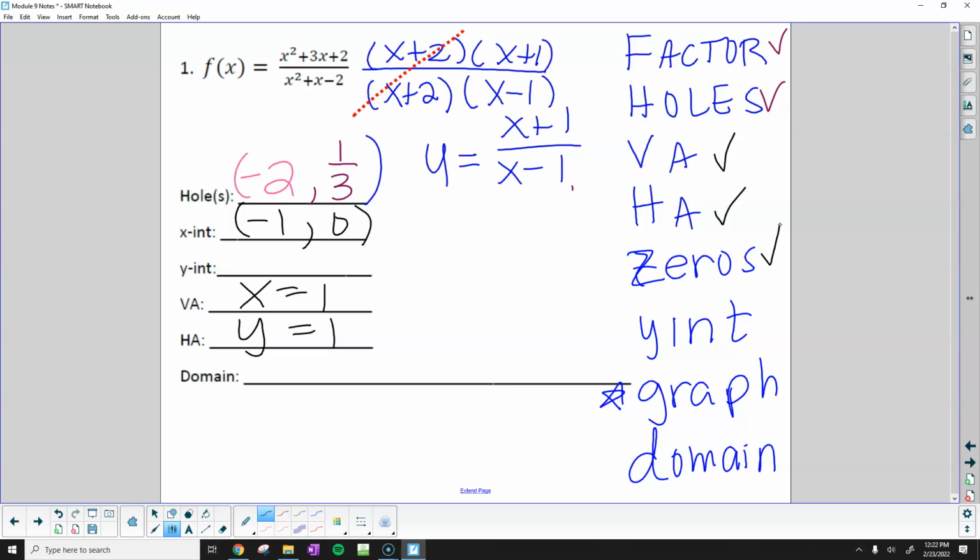Okay, the y-intercept is exactly like yesterday. The y-intercept, you're just going to plug in 0 and do your order of operations, but you have to plug in 0 everywhere you see the letter x. So to find the y-intercept, it's going to be 0 plus 1 over 0 minus 1. And just do your order of operations. So the y-intercept is negative 1.